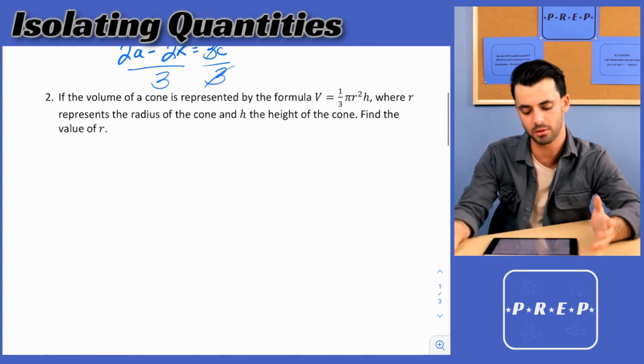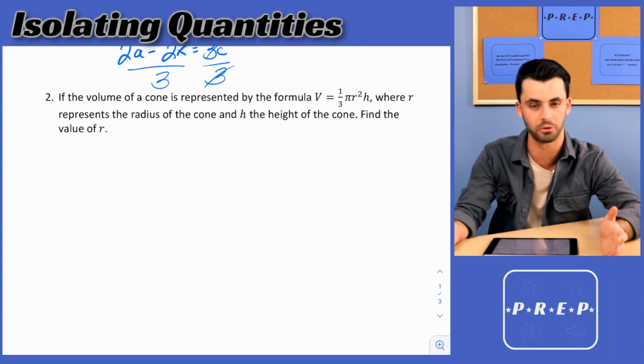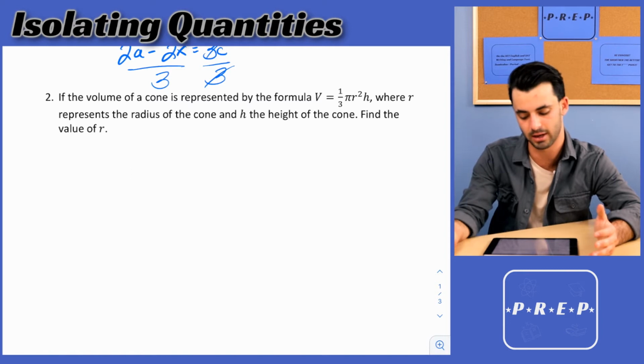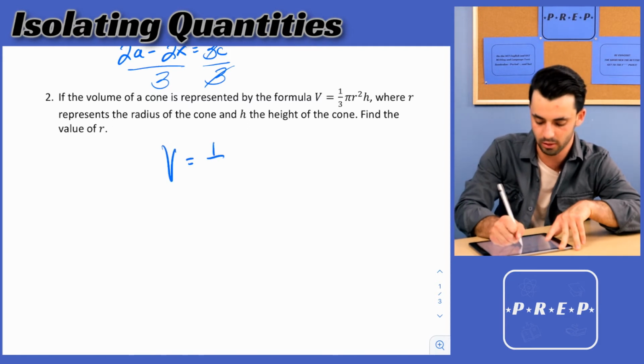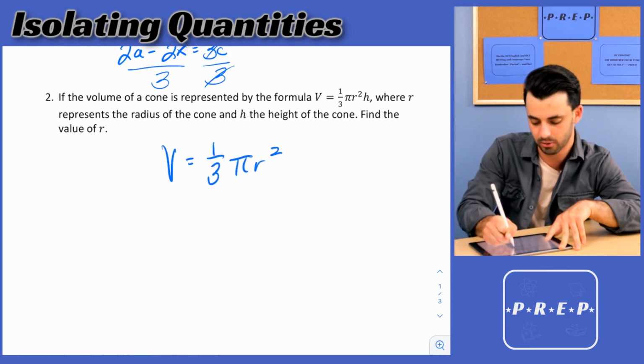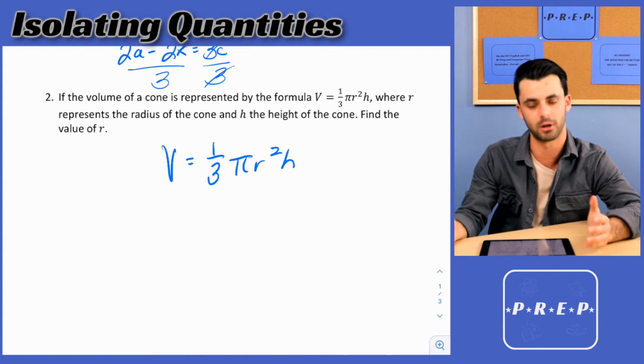Question 2 says, if the volume of a cone is represented by the formula v equals 1/3 pi r squared h, where r represents the radius of the cone and h the height of the cone, find the value of r. And here we have the formula v equals 1/3 pi r squared h, and this is the volume of a cone.